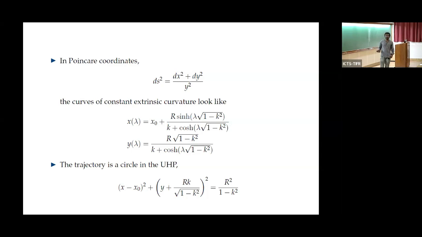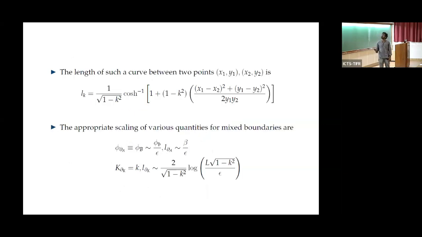Usually the geodesics are the semicircles in the upper half plane, but these are not geodesics. They are parts of the circle in the upper half plane intersecting the real axis at some 2 points. And the length of such a curve between any 2 points (x1, y1) and (x2, y2), you can immediately calculate using the parameterization of the curves showed earlier, and it will look something like this.